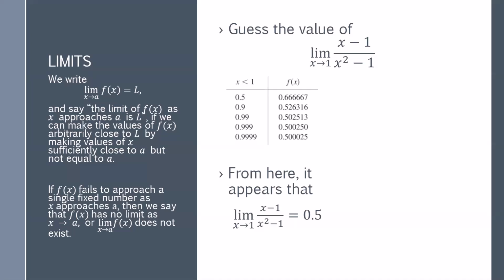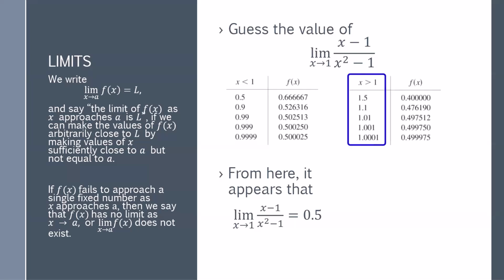However, we also have to look at the other side, when x is a little bit bigger than 1. So we'll take values of x a little bit bigger than 1, say 1.5, 1.1, 1.01, etc. When x is 1.5, we get 0.4. When x is 1.1, we get 0.476. When x is 1.01, we get 0.497, and so on. These numbers appear to be getting closer and closer to a half. So using x values both larger than 1 and smaller than 1, the limit as x goes to 1 of x minus 1 over x squared minus 1 looks like it's going to a half.